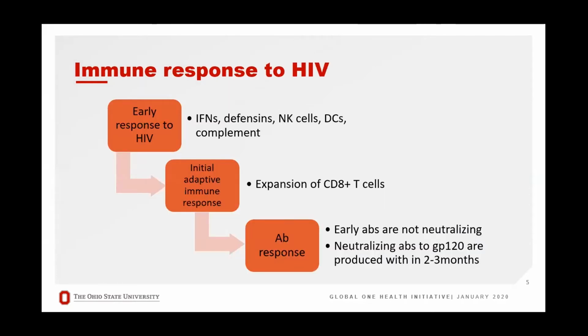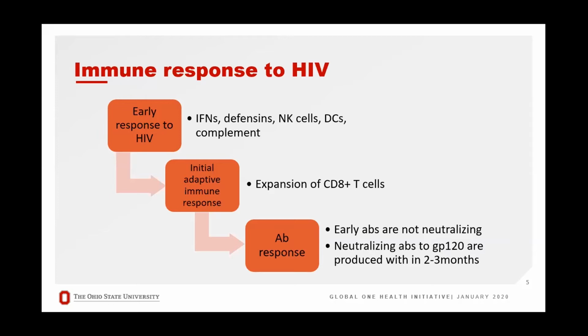When we see the immune response to HIV in general, it is ineffective. However, the early response to HIV seems quite similar to the immune response to other viruses, which involves interferons, defensins, natural killer cells, dendritic cells, and complement components, which are a non-specific immune response to any virus. This is followed by an initial adaptive immune response that involves expansion of CD8 T cells. These cytotoxic T cells, which are specific to HIV, can control the infection in the early stage. However, after the emergence of mutant strains of HIV, the CD8 cytotoxic T cells no longer control the virus.